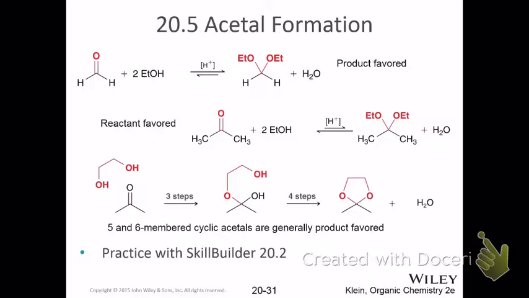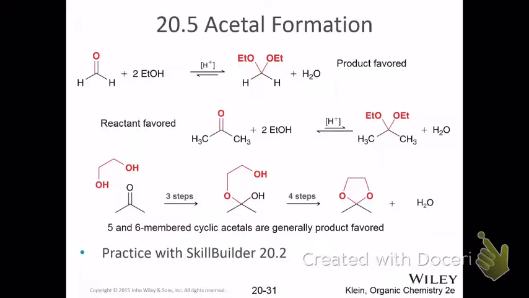Okay. So if you do this with formaldehyde, it's easy to do this. It's very product favored. If you do it with anything other than formaldehyde, it's always reactant favored. But we generally get the desired product by distilling the water out.